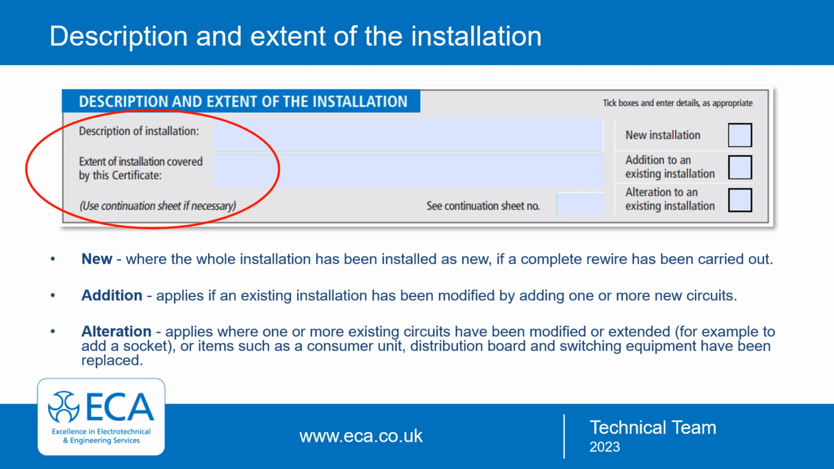Description of installation. This is the high level overview, i.e. replacement distribution board in Unit 3. The extent of the installation covered by this certificate is exactly what you did, i.e. replacement 24-way TPN distribution board in Unit 3, DB1, inspection and test of all final circuits including submains up to distribution boards, confirm existing earthing and bonding is adequate.